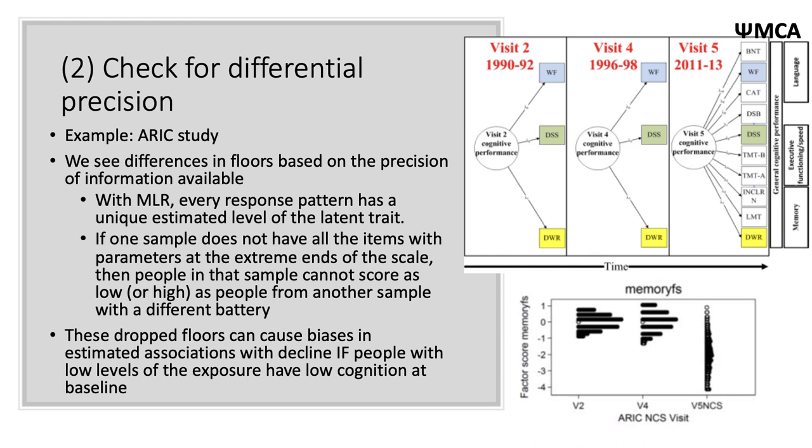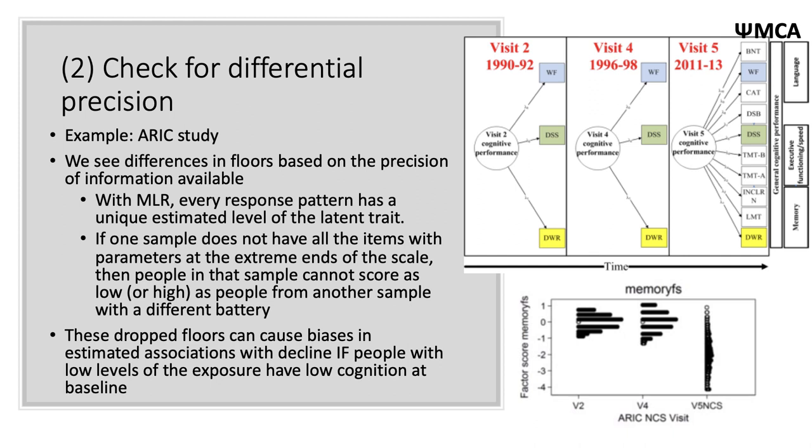And what we noticed is these dropped floors can cause biases. If you're looking at associations, mean rates of change, or even associations of a predictor with cognitive change, you can get biased results if people with low levels of the exposure, such as physical activity or education, also have low cognition at baseline. So it's our problem of things correlated with baseline can induce problems.